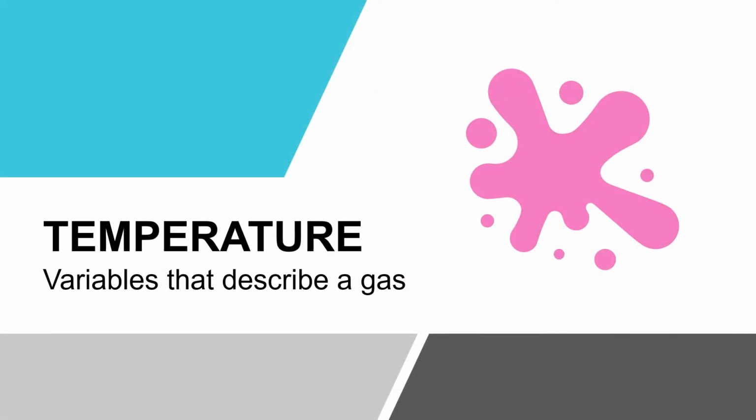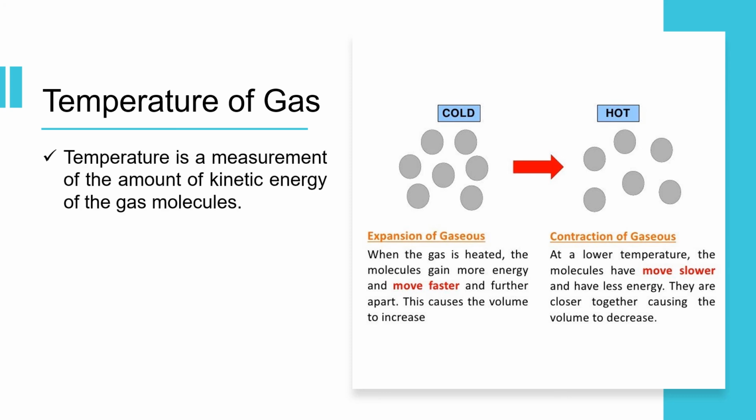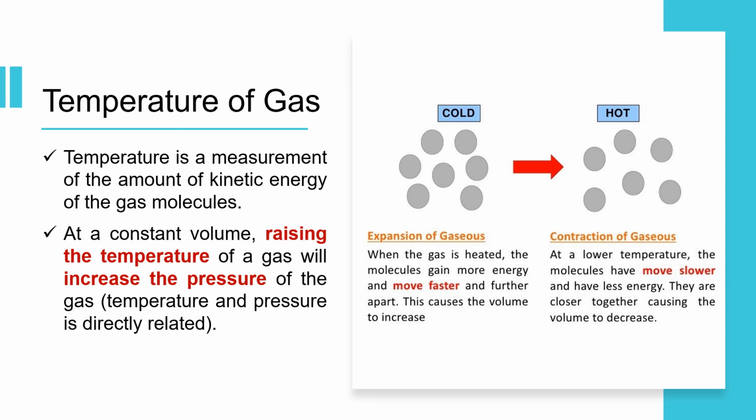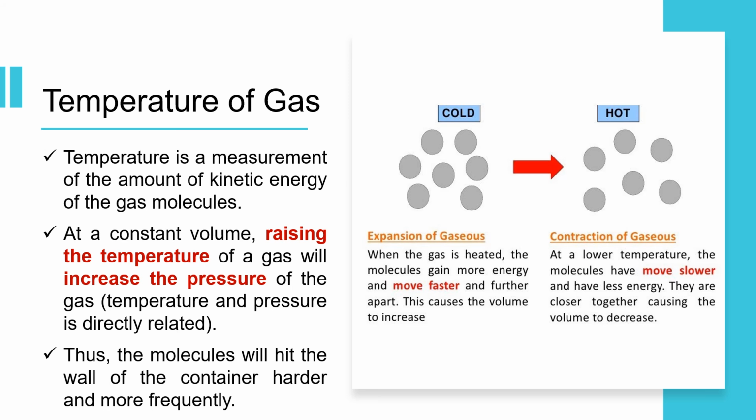Now, let's discuss how the change of temperature can describe a gas. Temperature is a measurement of the amount of kinetic energy of the gas molecules. At a constant volume, raising the temperature of a gas will increase the pressure of the gas. This means that the temperature and pressure are directly related. Thus, the molecules will hit the wall of the container harder and more frequently. When the gas is heated, the molecules gain more energy and move faster and further apart. This causes the volume to increase.